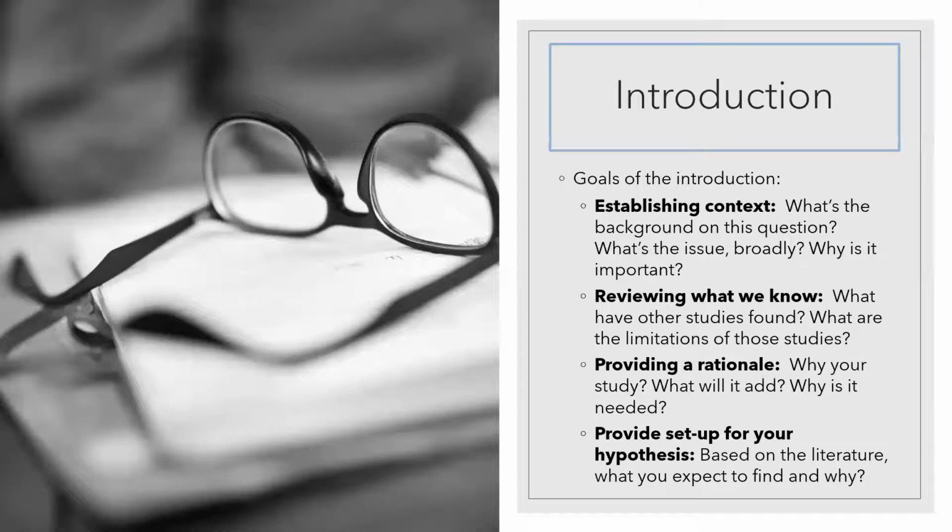Now let's break the sections of your research proposal and what's expected in each of the sections down a little bit more. Broadly speaking, the goals of your introduction are establishing the context. What's the background on this question? What's the issue more broadly? Why is it important? Reviewing what we know. So what have other studies found in this area? What are the limitations of those studies? Providing a rationale. Why your study, what will it add, why is it needed, and providing the setup for your hypothesis. Based on the literature, what do you expect to find and why, which will culminate in your statement of your hypothesis.